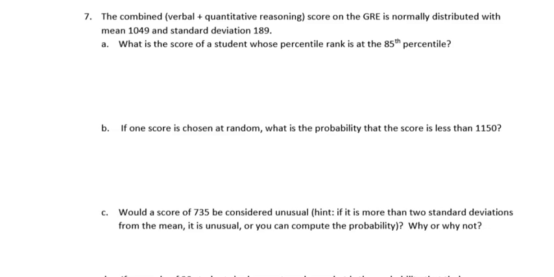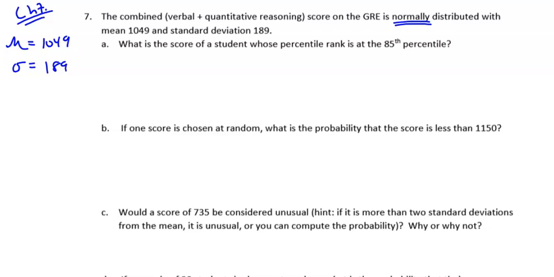The combined score on the GRE is normally distributed with a mean of 1049 and a standard deviation of 189 points. So we're now in chapter 7. Okay, it doesn't matter what chapter we're in, right? On the test, you just have to know what to do. If I see that, I should be thinking normally distributed. That should be my chart, my z-score chart, the z-score formula. The mean is given as 1049, and the standard deviation is given as 189.